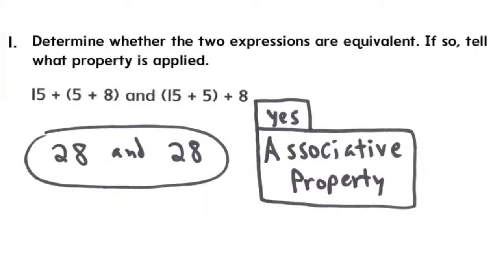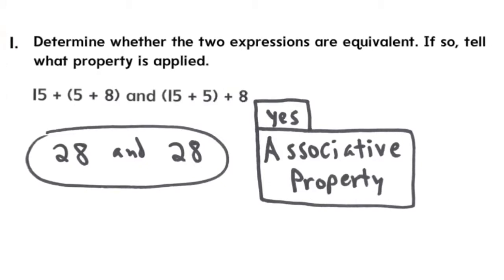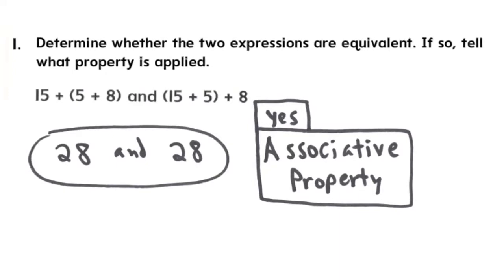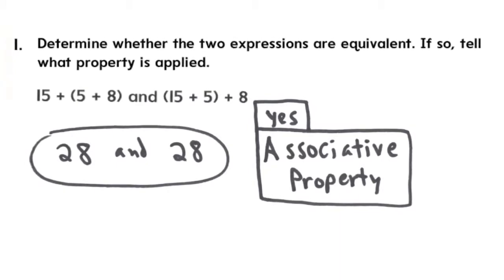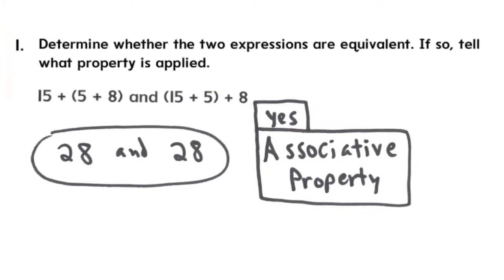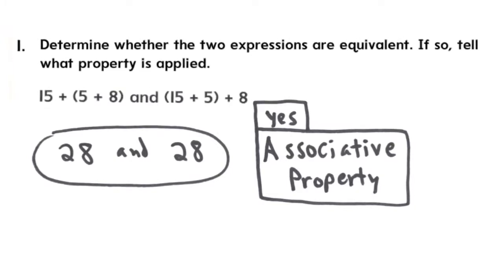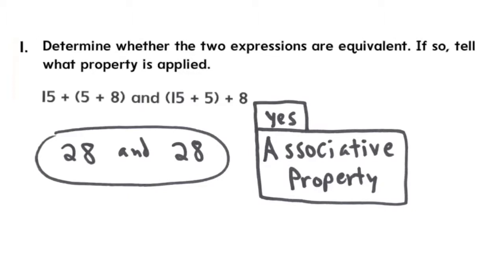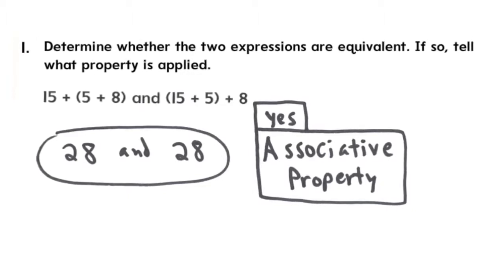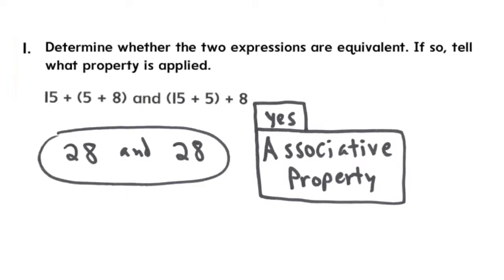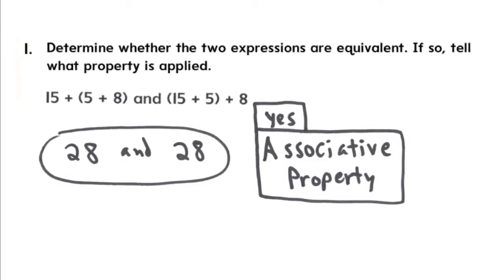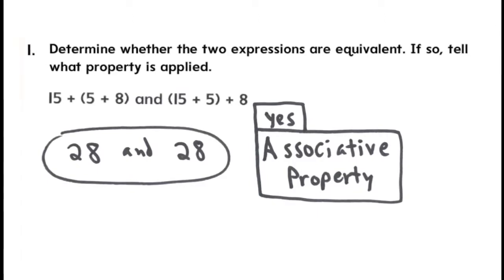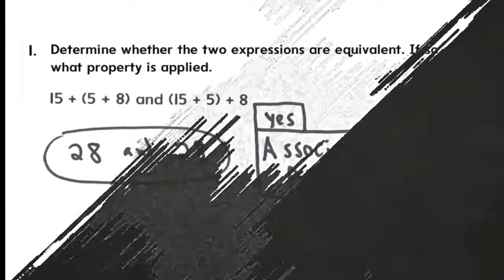So in this first example, we have to determine 2 things. 1, if these 2 expressions are equivalent, and 2, which property they're showing us. If you were to solve them, following order of operations of course, you would see that both expressions give you 28. So they're asking you, are they equivalent? The answer is yes. If you refer back to the properties, you can see that they used the associative property here. They pretty much just moved the parentheses in each expression.